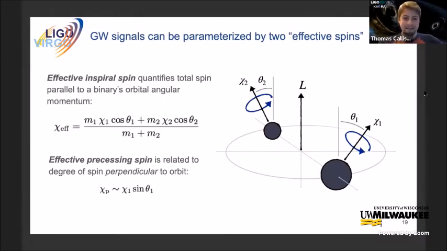So if chi effective quantifies the degree of spin along this vertical axis, this other effective parameter we have, the effective precessing spin, quantifies the degree of in-plane spin angular momentum. It has a much less intuitive formula, but it is effectively the degree of, again, in-plane spin. It ranges between 0, if you have exactly 0 in-plane spin, and 1, maximal spin that sits in the plane of the orbit.